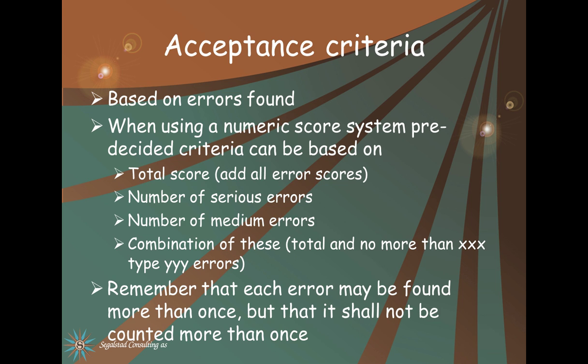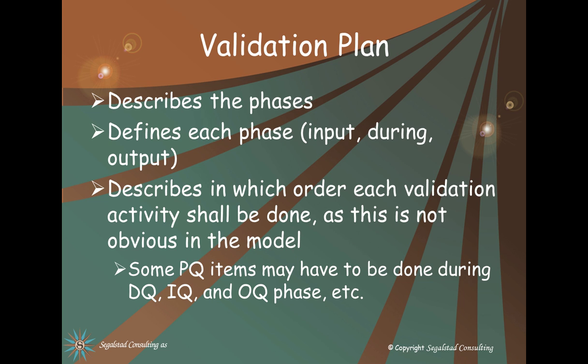With scores, you can set up a calculation for what the acceptance criteria can be. It could be a total score, adding all the error scores, the number of serious errors, the number of medium errors, or a combination of this, like a total score of so much and not more than so much of type whatever errors. Remember also that each error may be found more than once, but it shall only be counted once.